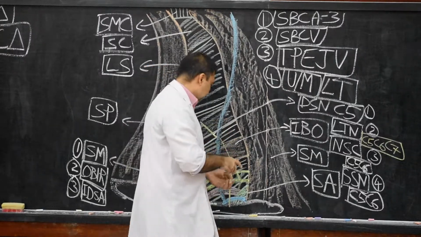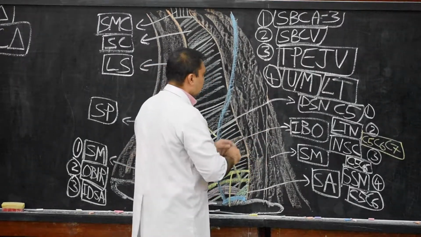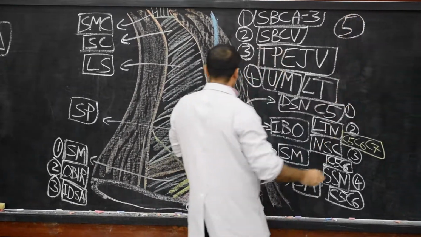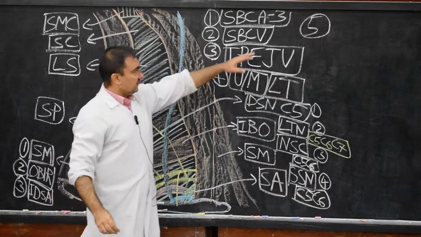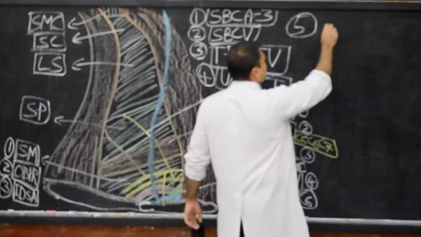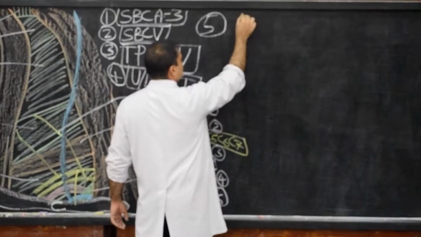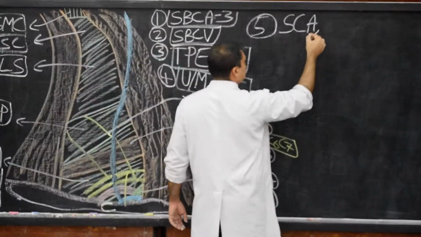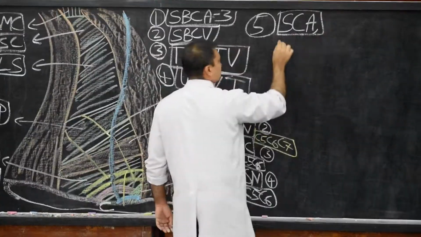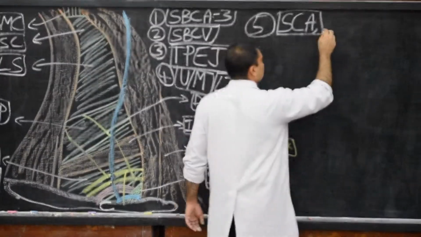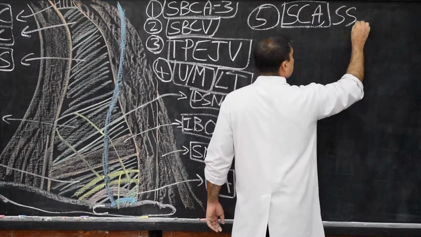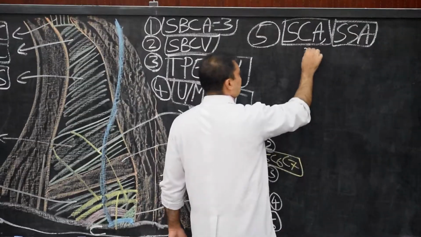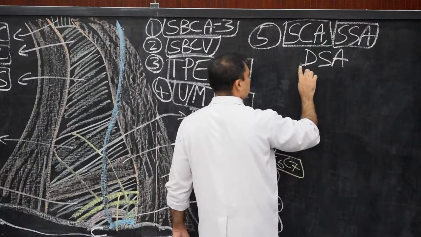Now content number 5. So therefore, I am going to write down content number 5. Please come on this side if we are able to get this. Now we should be able to get here and here, both. The content number 5 will be the arteries. For example, superficial cervical artery. Second will be the suprascapular artery, and third will be dorsal scapular artery.